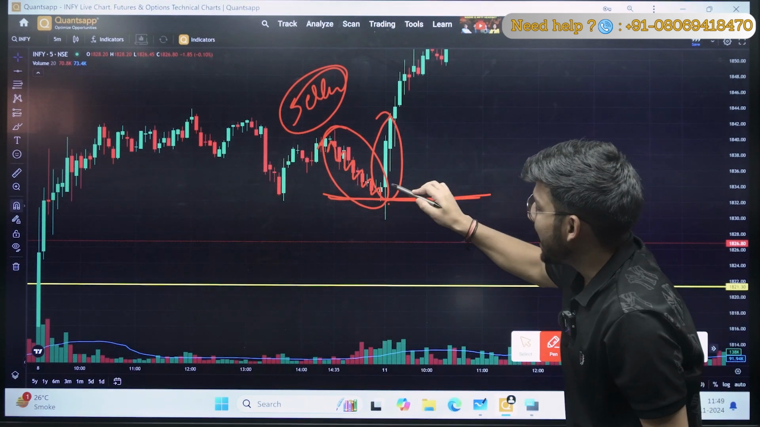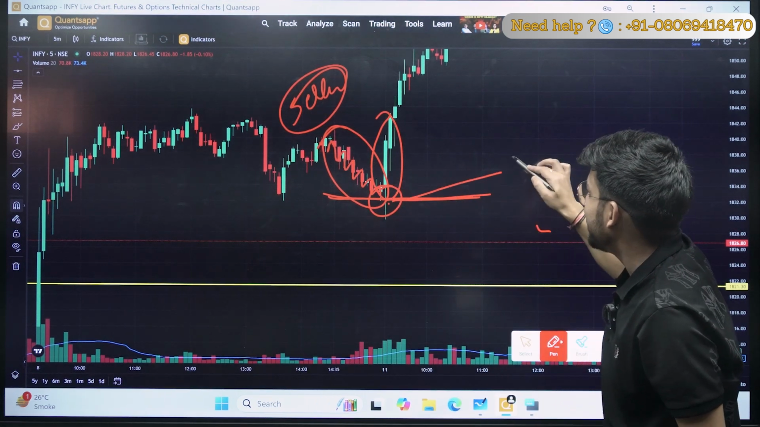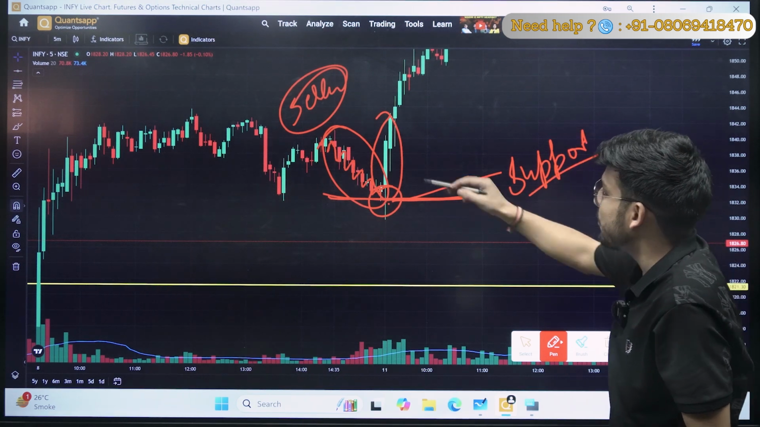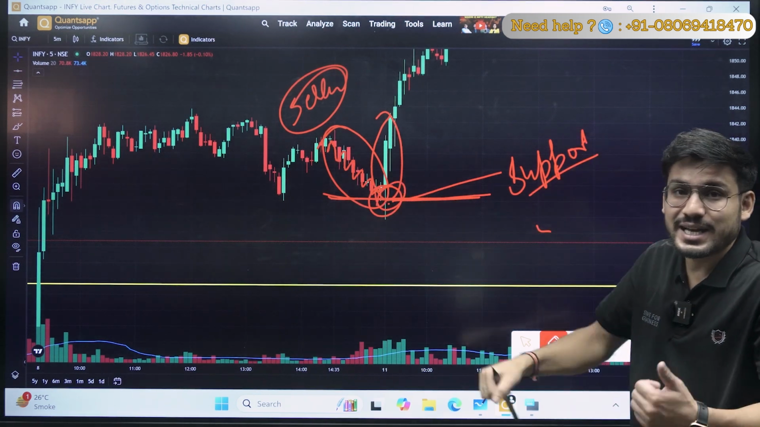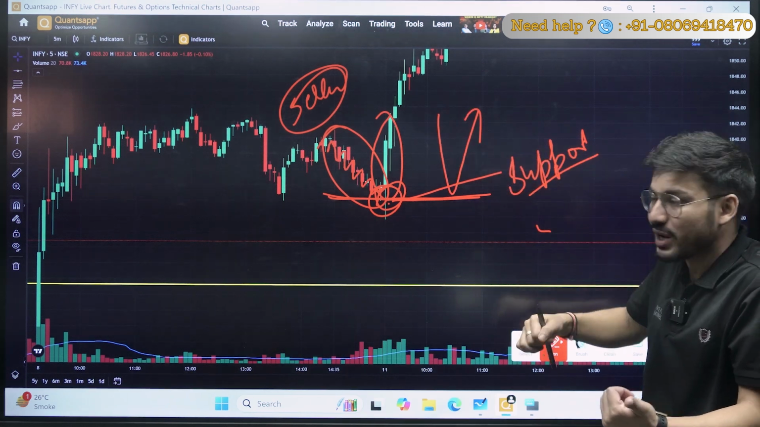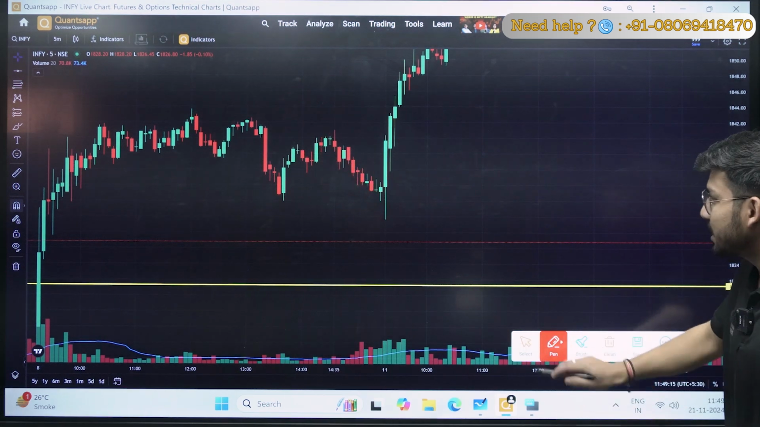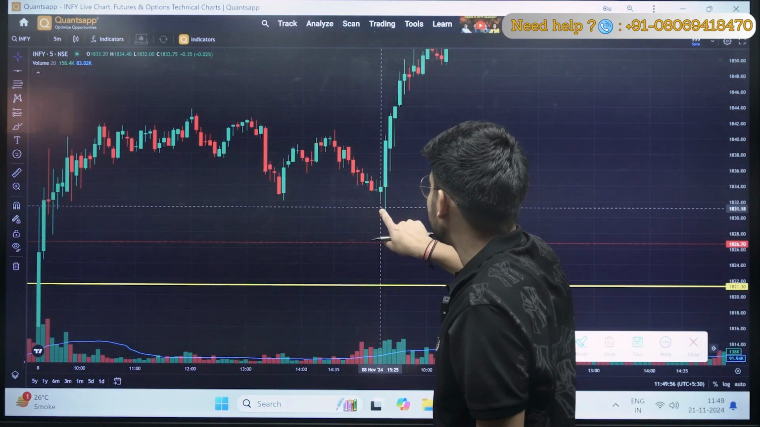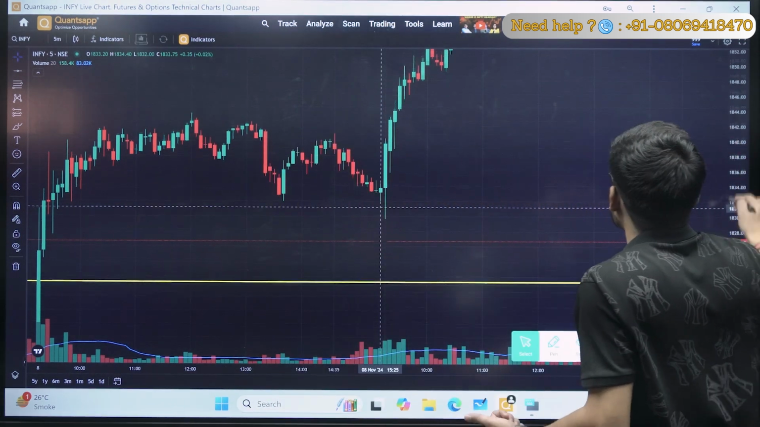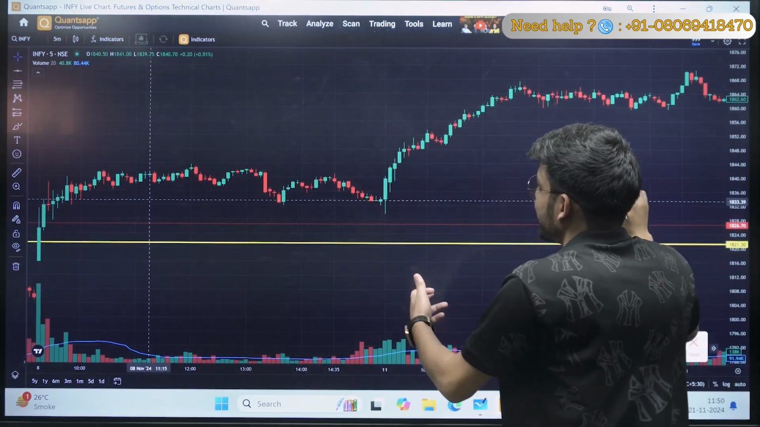So what will happen? I will just treat this level as my support. So at any point of time, if my market comes to this level, the market will again reject itself in the upward direction. Okay, so let's see what the levels are here. If I check the low of this candle, the low of this candle was 1832. Let's see if my market came to this level at any point of time.